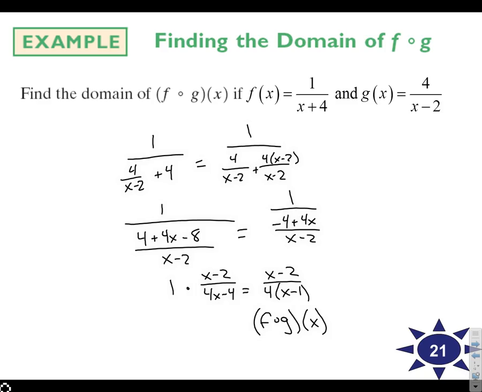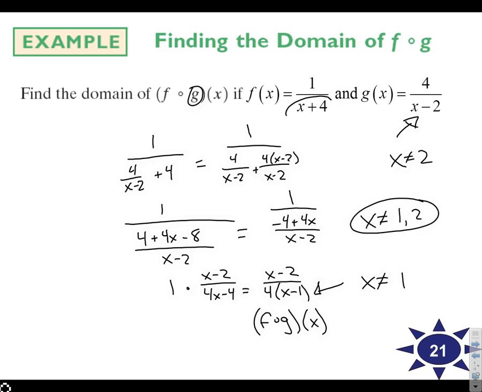For the domain, what got plugged in? g. What's the domain up here? x cannot equal 2. What's the domain down here? x cannot equal 1. All right, so the final domain would be both of those: x cannot equal 1 or 2. Now notice that we don't care about 4. It's okay to have a negative 4 because negative 4 gets plugged in to g first, and by the time it gets over here, we're okay. So in this problem, x does not equal 1 or 2. Try problem 21.